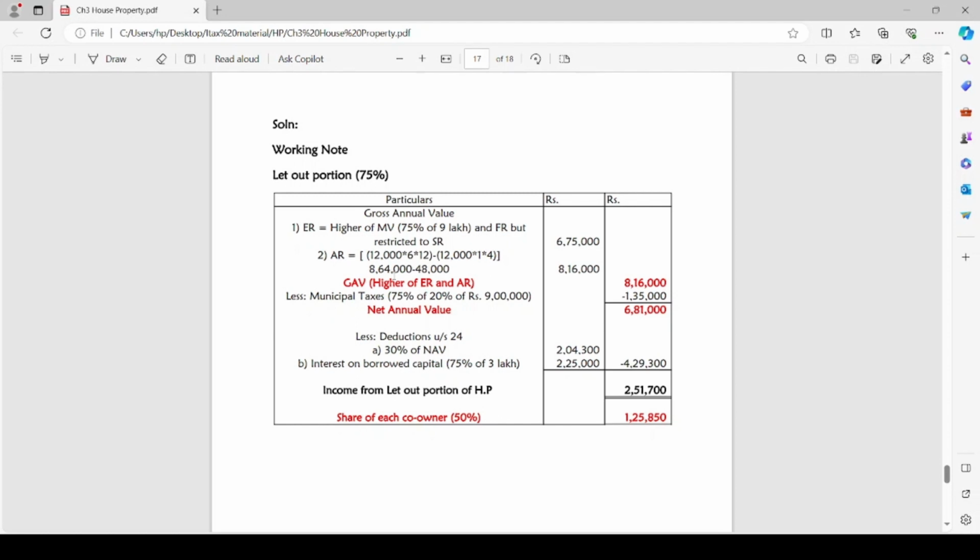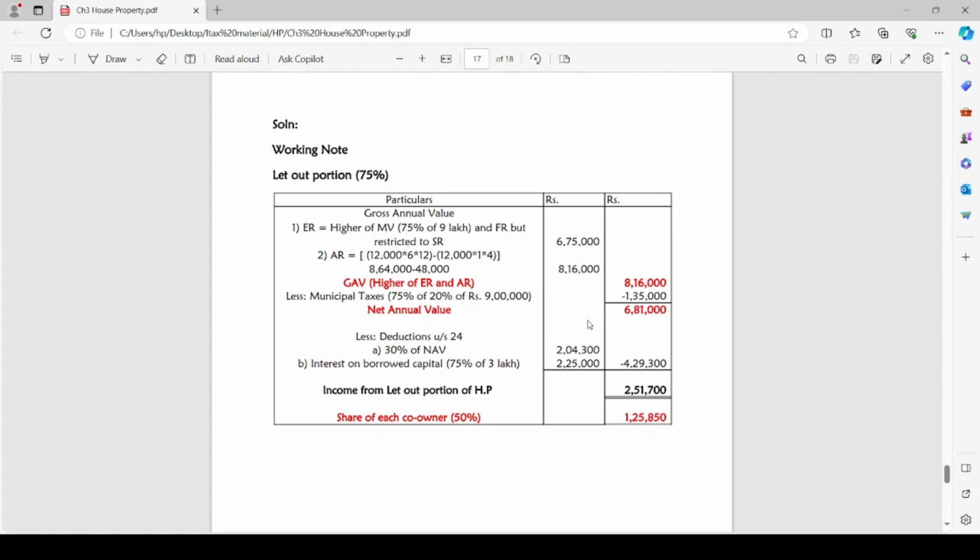That is rupees 8,64,000 minus 48,000, which is rupees 8,16,000. Rupees 8,16,000 is the actual rental value. The expected rent is rupees 6,75,000. We take gross annual value as the higher value of expected rent and actual rent. In our case, the gross annual value will stand at rupees 8,16,000.